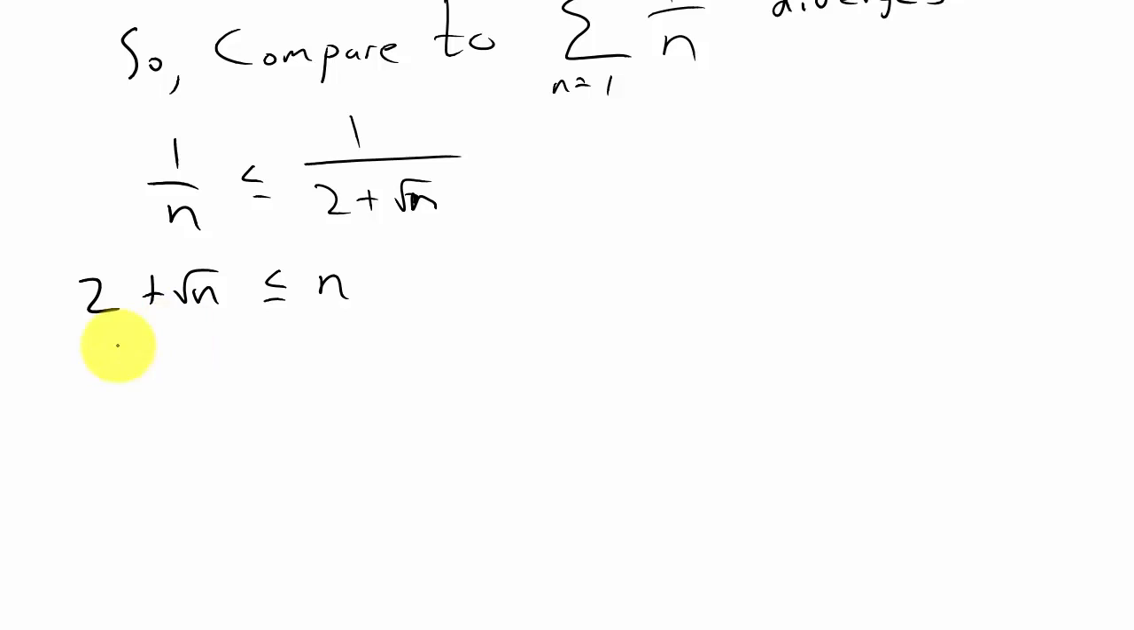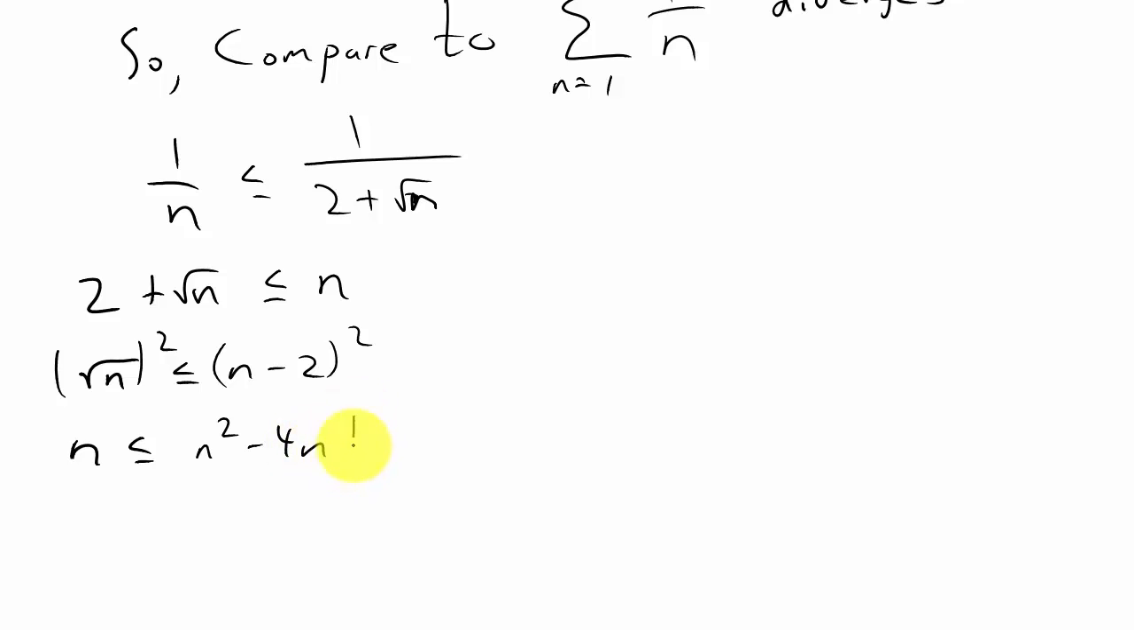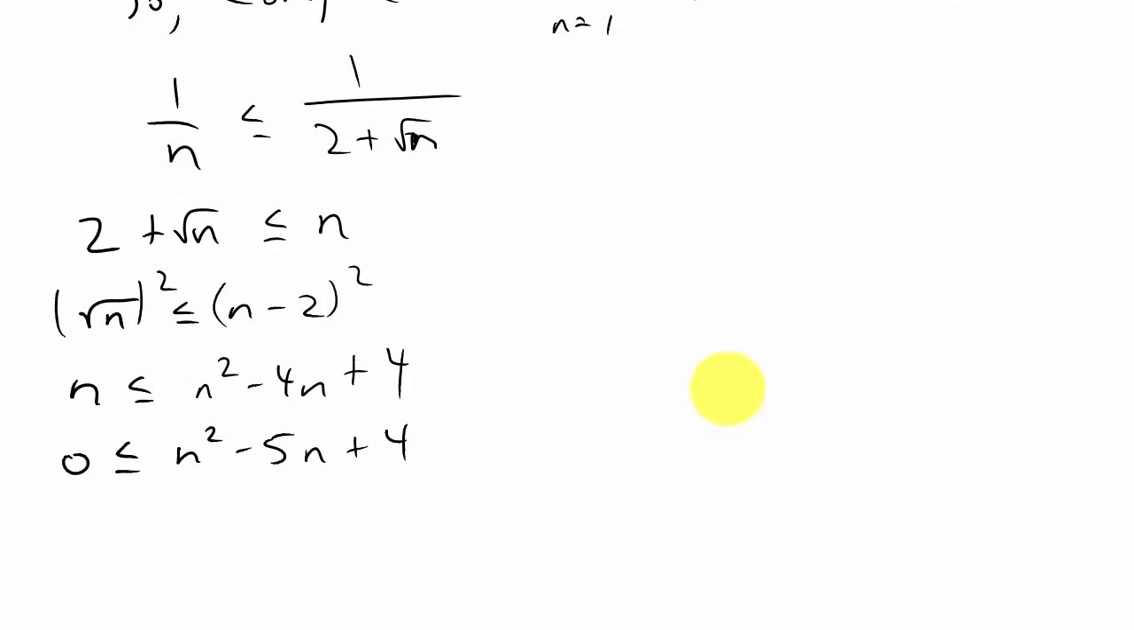So we need to subtract 2 to each side. So I've got square root of n is less than or equal to n minus 2. And then remember, we'll have to square both sides. So that's n is less than or equal to n squared minus 4n plus 4. And so I'll subtract n to both sides. So that gives me 0 less than or equal to n squared minus 5n plus 4.